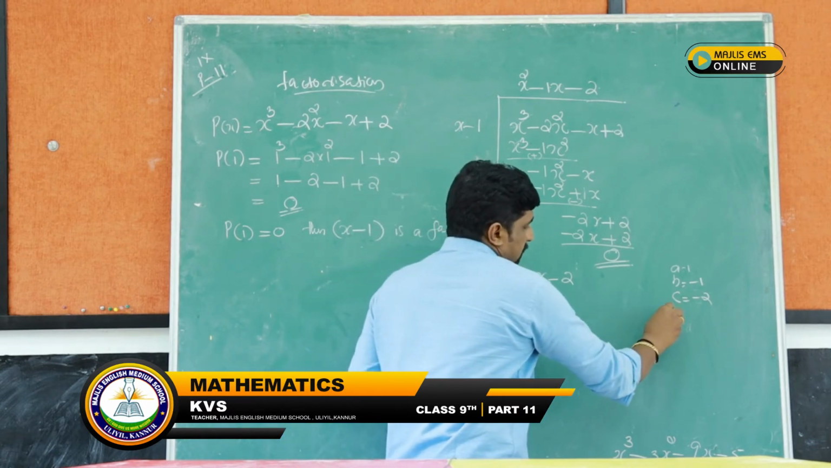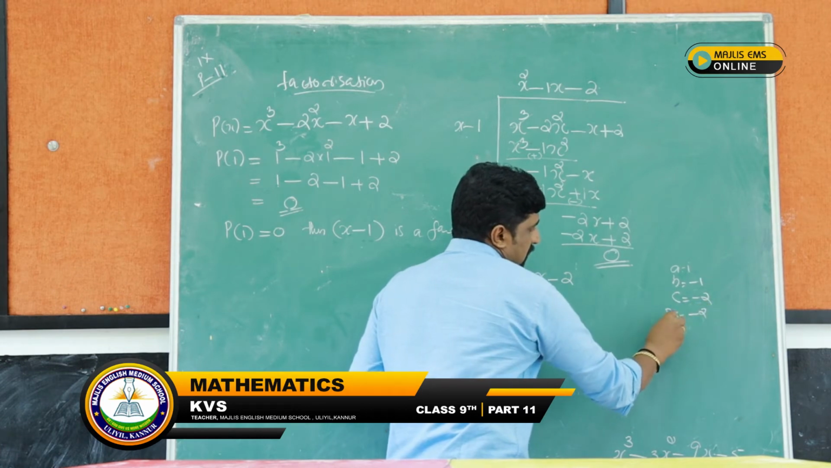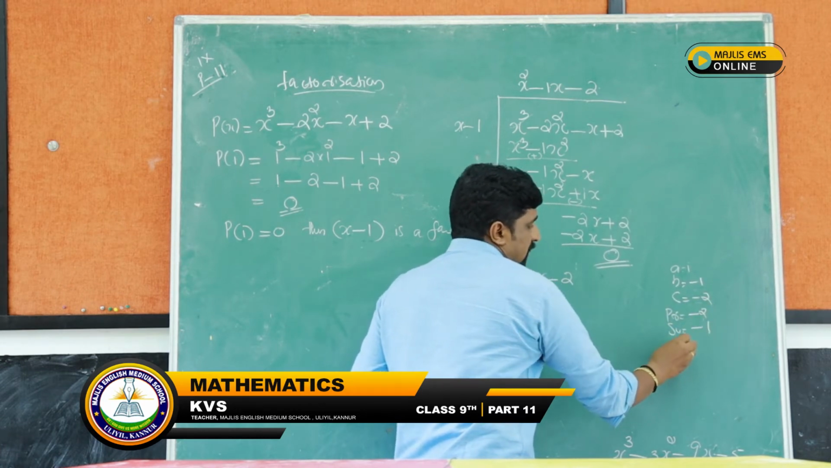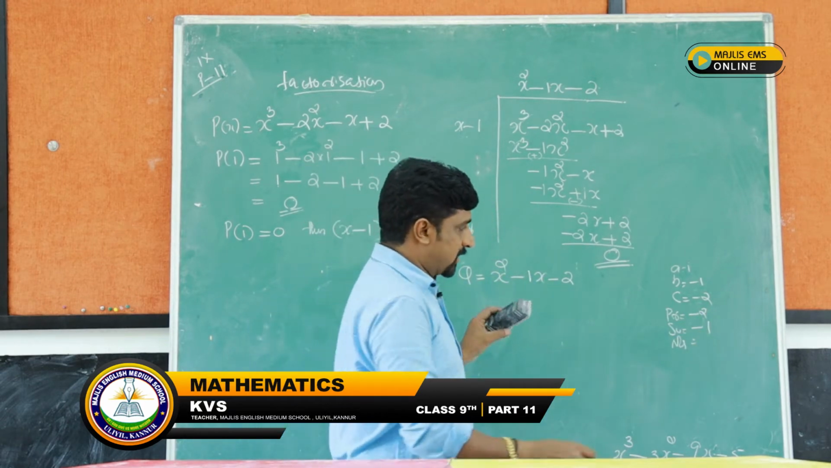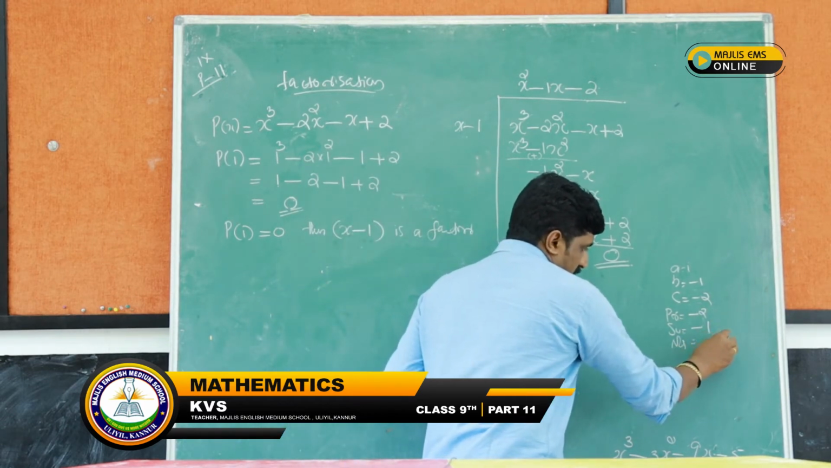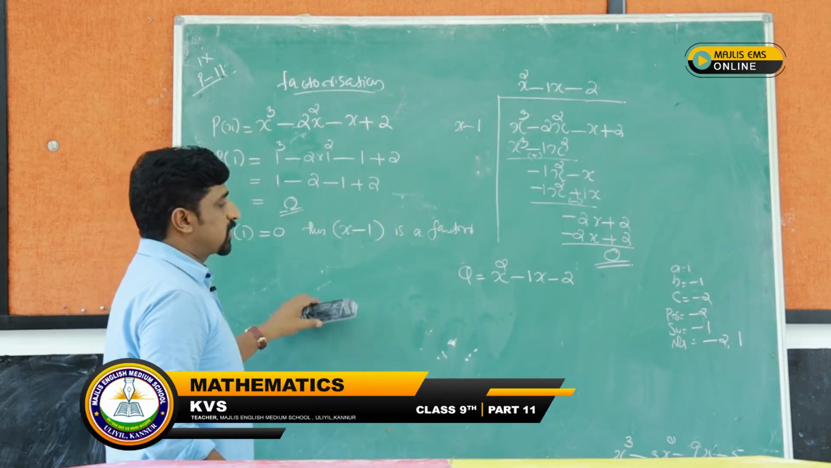Okay, therefore product is equal to a into c, that is minus 2. Sum equal to minus 1. Which are the numbers? Product is minus 2 and the sum is minus 1. We got the numbers minus 2 and 1.